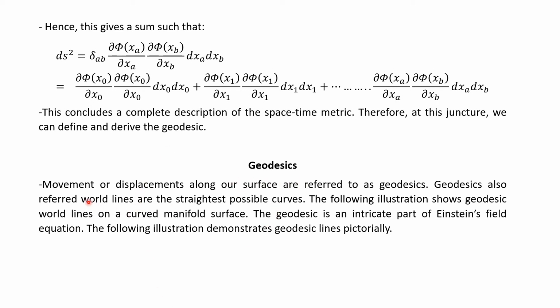Geodesics. Movements or displacements along our surface are referred to as geodesics. Geodesics, also referred to as world lines, are the straightest possible curves. The following illustration shows geodesic world lines on curved manifold surfaces. The geodesic is an intricate part of Einstein's field equation. The following illustration demonstrates geodesic lines pictorially.